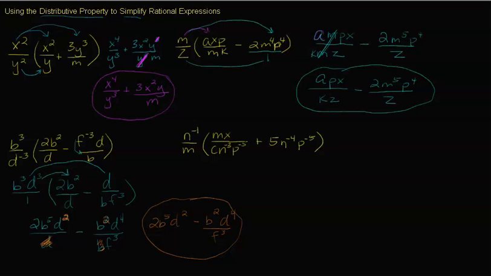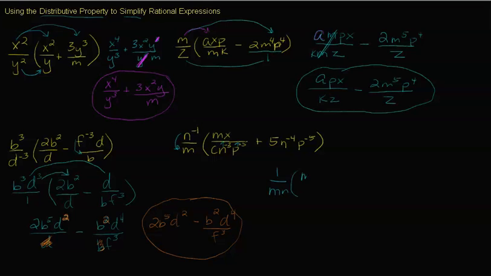One last one. Why don't you pause it and see if you can figure this one out on your own. Okay, so again, let's get rid of the negative exponent. So let's come over here. This n's going to come down to the bottom. So we have 1 over n m n. Now this n's going to come up top. This p is going to come up top.